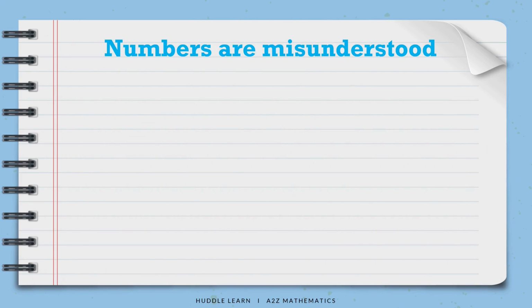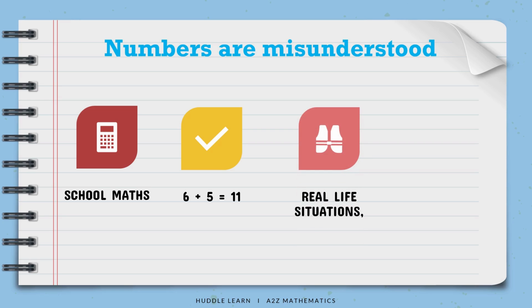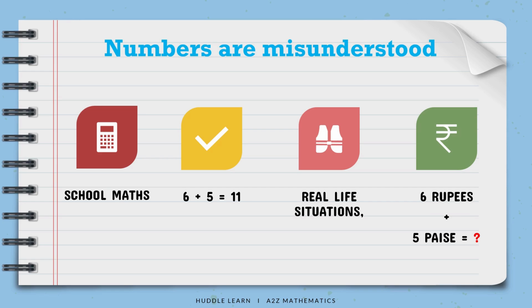Numbers are often misunderstood. The standard of education in maths today signifies an absence of truly understanding numbers in school math. 6 plus 5 is simply and always will be 11 in school maths, as 6 and 5 are not considered beyond numerals. Whereas in real life we come across 6 and 5 as numbers whose sum is seldom 11. For example, if you add 6 rupees and 5 paise, the answer is not 11 rupees or 11 paise.